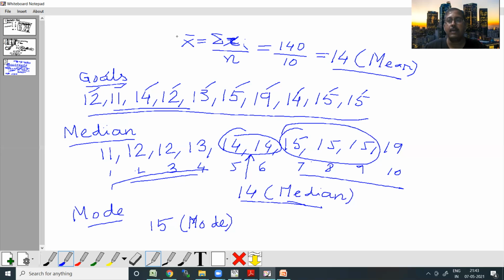When we come back in the next lecture, we will try to understand some other measures, not a measure of central tendency, but a measure of dispersion. We'll come back with the next lecture.